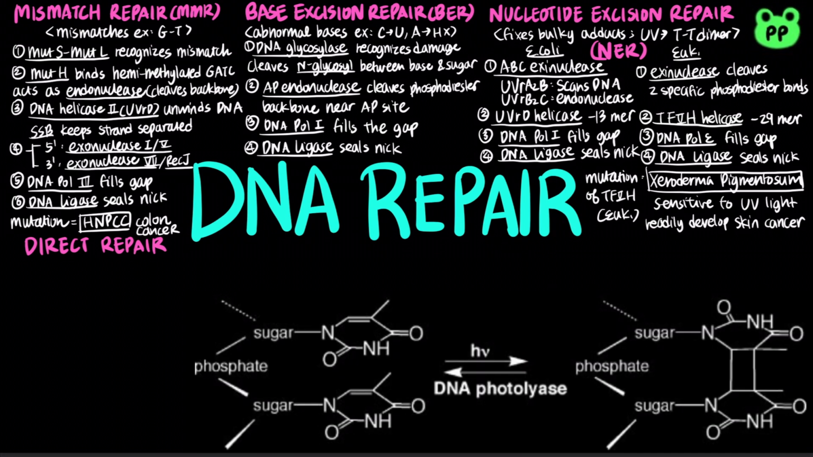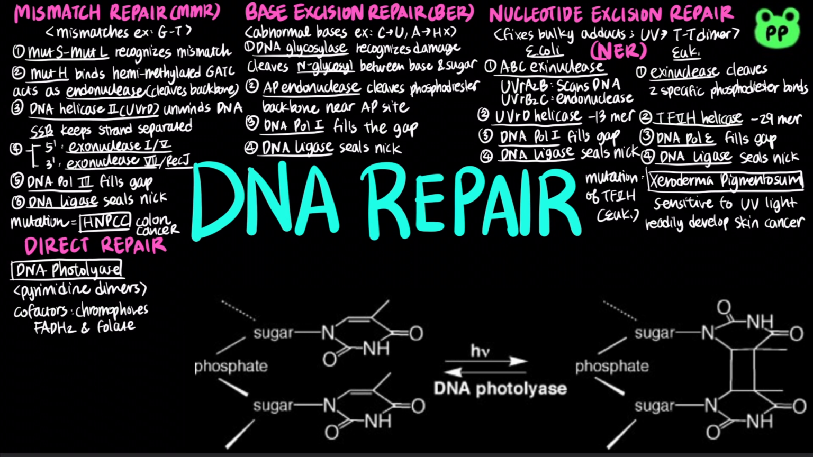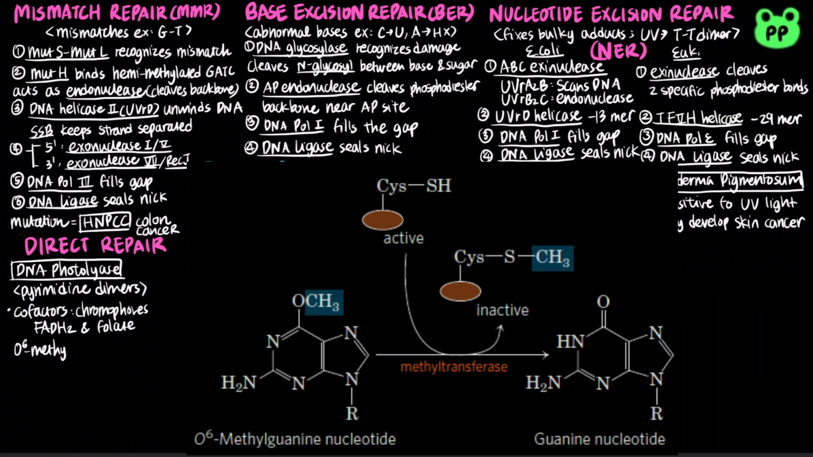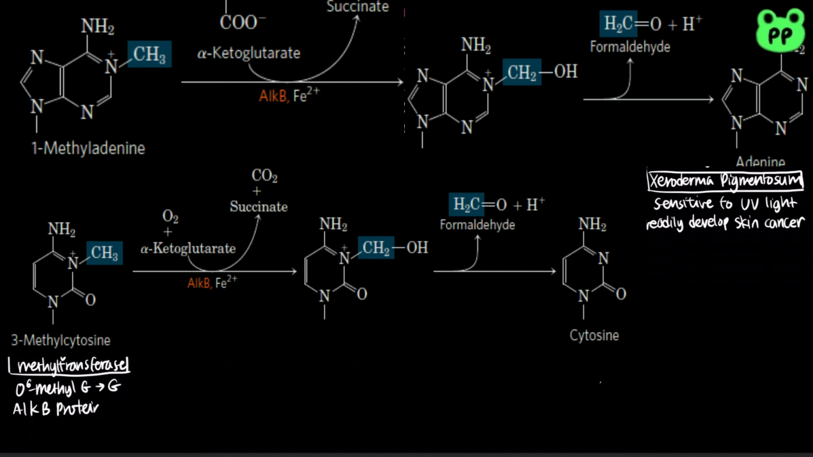Several types of DNA damages are repaired without removing a base or nucleotide, which is known as direct repair. DNA photolyases are present in non-mammalian organisms, catalyzing the direct repair of pyrimidine dimers. DNA photolyases contain 2 cofactors that serve as light-absorbing agents, or chromophores, including FADH2 and folate. O6-methylguanine DNA methyltransferase catalyzes the transfer of methyl group of O6-methylguanine to one of its own cysteine residues. The AlkB protein directly repairs 1-methyladenine and 3-methylcytosine by oxidative demethylation.